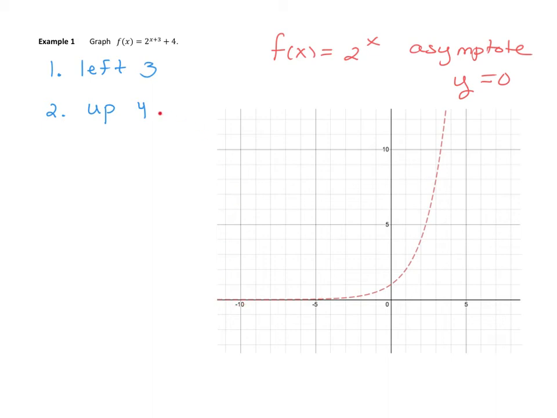Now up 4, that completely changes the y value. It's not at y equals 0 anymore, but it's going to be at y is equal to 4. So let's make a note of that. The asymptote on this new graph is at y is equal to 4. So I'll sketch that in with a dashed line.